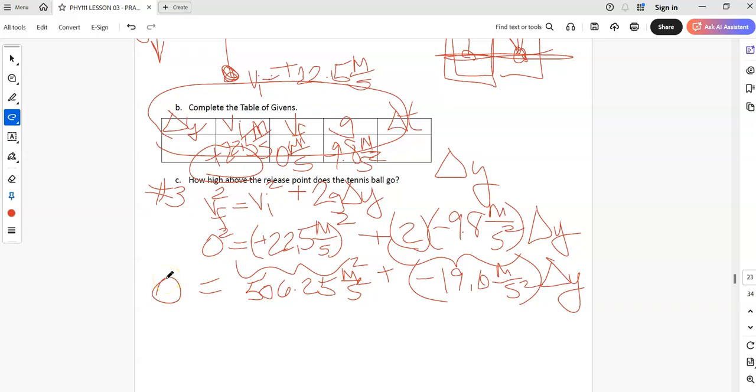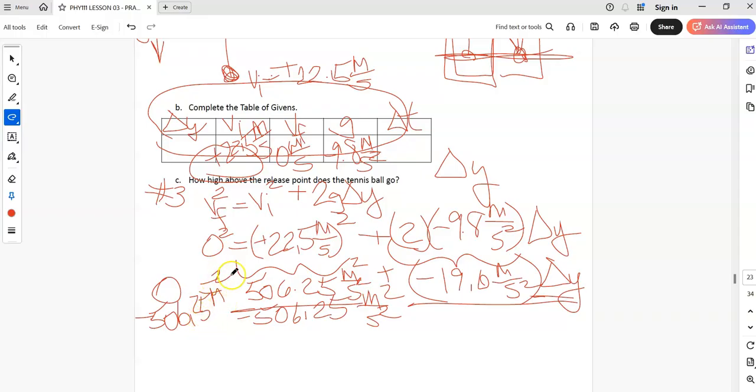Well, if we're going to solve for delta y, we want to move terms away. And we start with the terms farthest from the delta y. Well, that would be this term. So we subtract out this from both sides, 506.25 meters squared per second squared. And we subtract that from both sides, 506.25 meters squared per second squared. These cancel, and we're left with negative 506.25 meters squared per second squared.